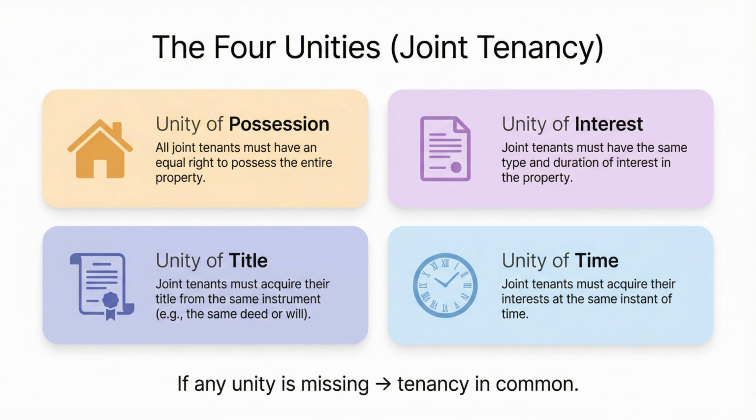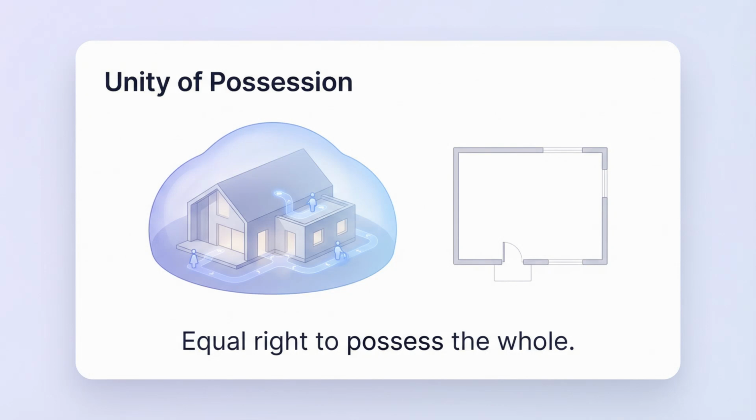Joint tenancy traditionally depends on the four unities: possession, interest, title, and time. These are conditions that must exist together. If any one unity is absent or later destroyed, the law treats the co-ownership as a tenancy in common, at least to the extent of the break. Unity of possession means every joint tenant has an equal right to possess and enjoy the entire property. It does not mean everyone is physically inside the house at once. It means legally each has the same entitlement to use the whole, not just a designated corner.